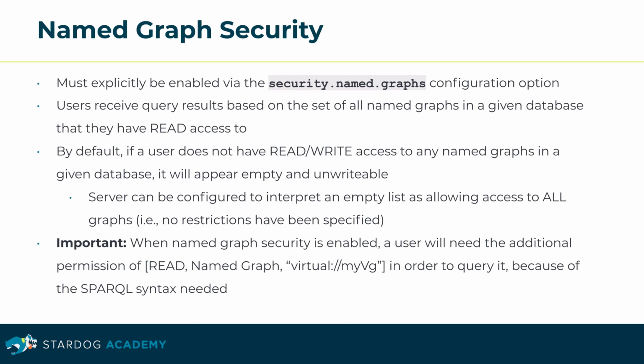If a user has read access to a database but not read access to any of its named graphs, and named graph security is enabled, the database will appear to them as empty by default.